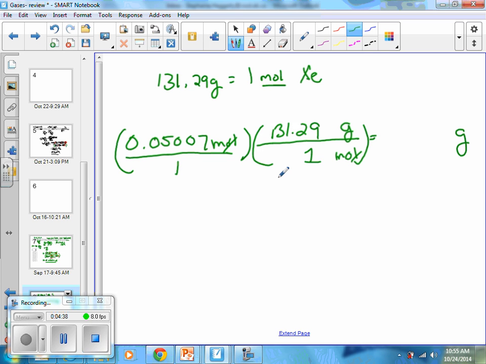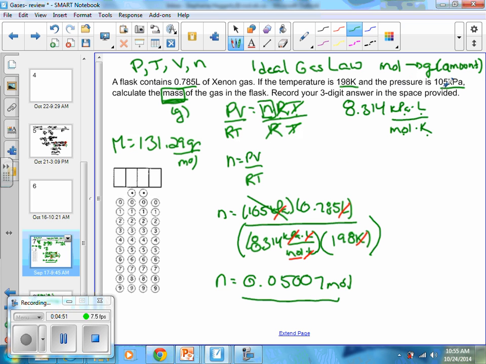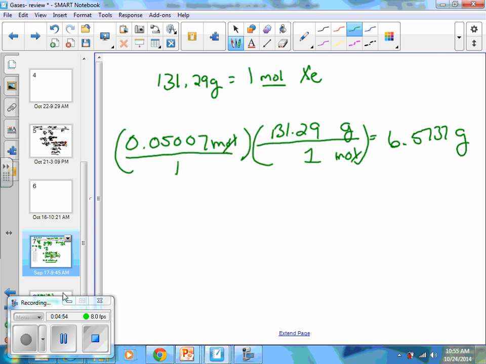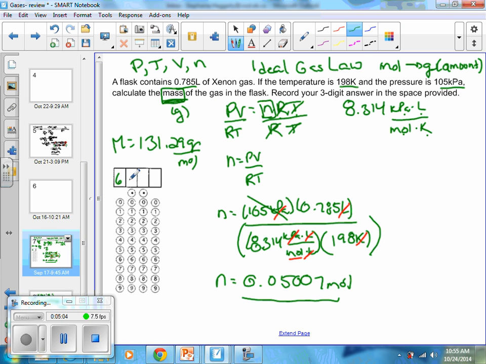If I multiply that out, so my number of moles times 131.29, we get 6.5737 grams. Sig digs: go back to the original question, and we want to have our answer with 3. So I'd round this to 6.57 grams. Since this is a numeric response, I would record that as 6.57. Your decimal has to go in one of the two middle spaces, and you would fill in the bubbles 6.57.